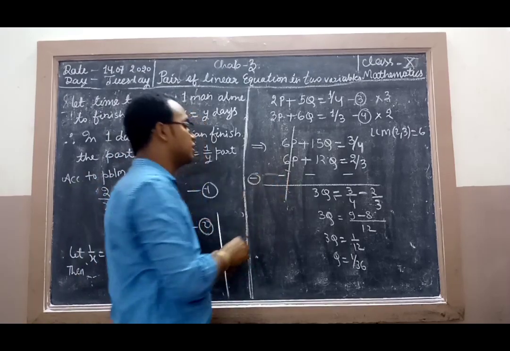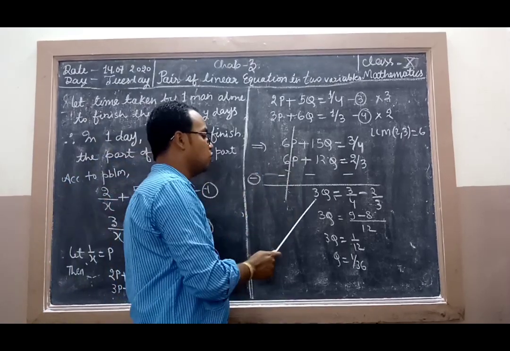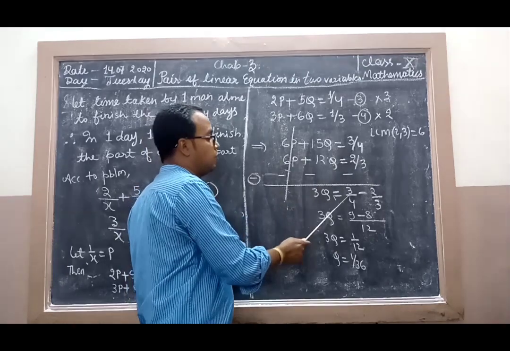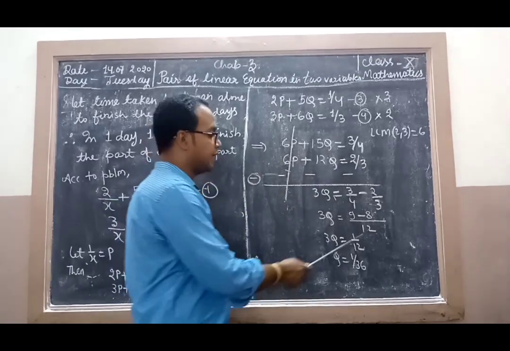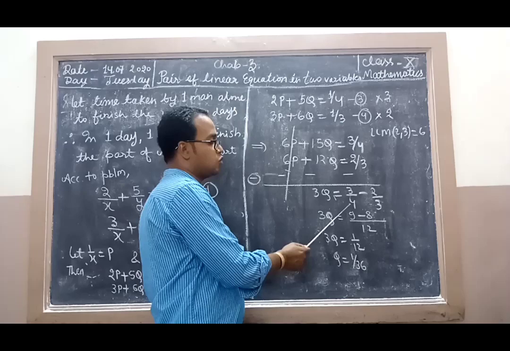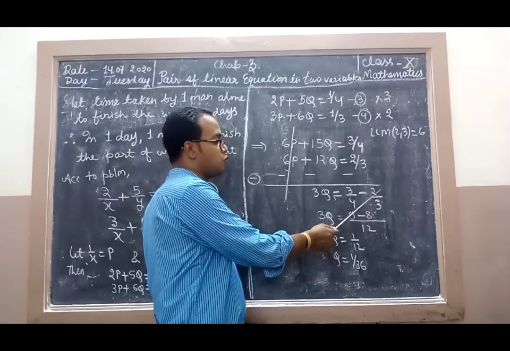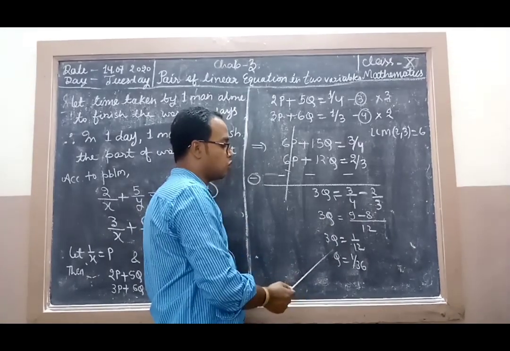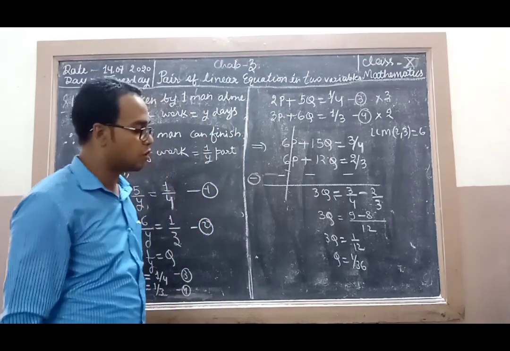6p minus 6p cancels out. 15q minus 12q is 3q, equals 3 by 4 minus 2 by 3. On taking LCM, it is 12. 4 into 3 is 12, 3 into 4 is 12, so 9 minus 8. So here 3q equals 1 upon 12, so q equals 1 by 36. q equals 1 by 36.